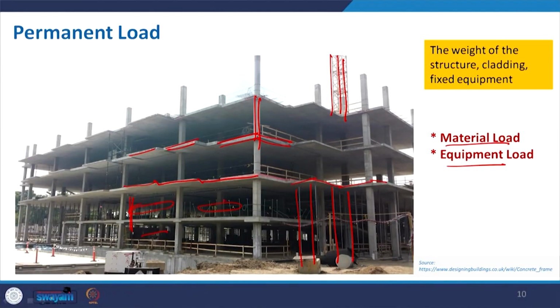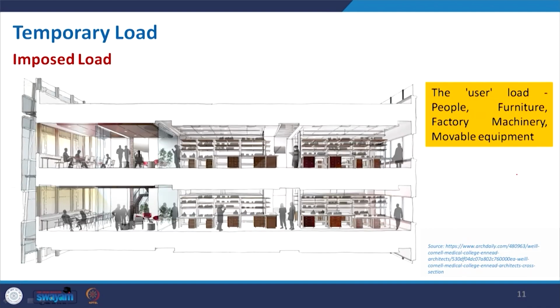Okay. So, in this picture, the shuttering and props are not permanent load. Permanent load is only the material load, or any equipment that is permanently built. Again, this is a schematic one, the imposed load, where we already mentioned that it is the load by people, human beings, or the furniture, etc.